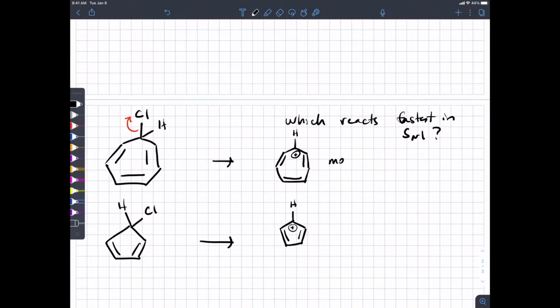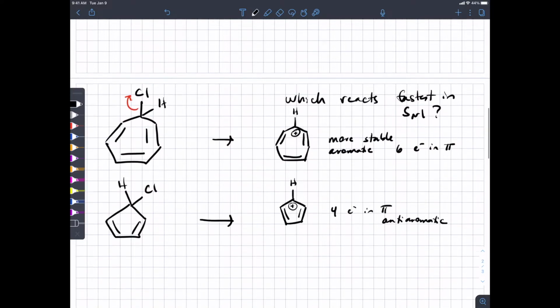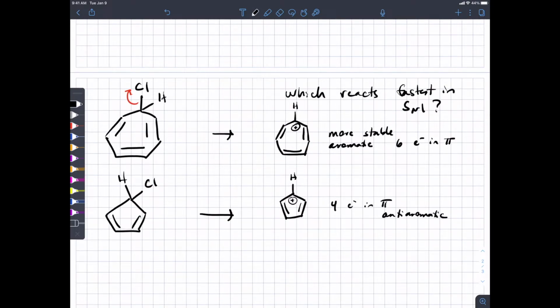Why is it more stable? Because it's aromatic. It has the correct number, 6 electrons in the pi system, whereas this has only 4 and is therefore anti-aromatic. Okay, so be able to use that as an explanation, be able to recognize anti-aromatic compounds.